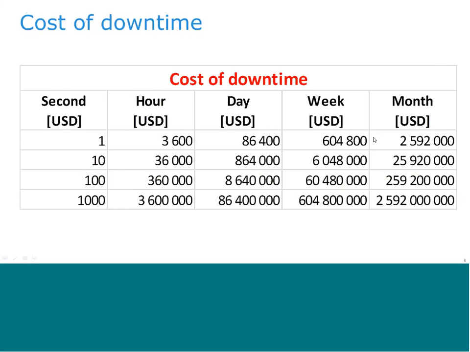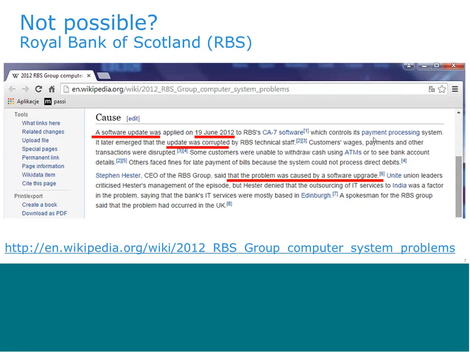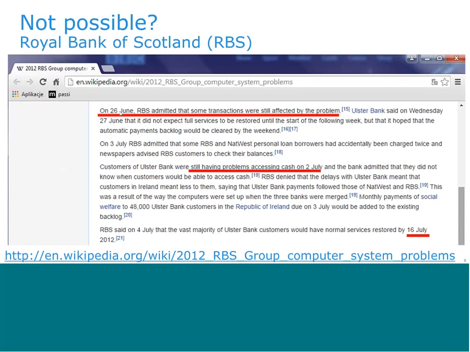Okay, I will show you the case of Royal Bank of Scotland. I will not read all of this text because we don't have the time. There was a software update which happened on 19th of June, and this software update corrupted the application. As you see, it was 19th of June. 26th of June, the application still not working. 27th of June, application still not working. I mean, customers of this bank are still affected. 2nd of July, still not working.